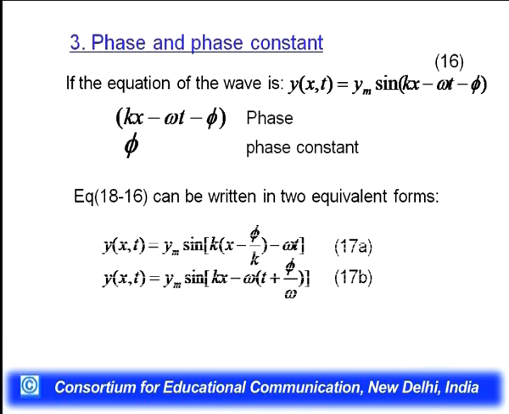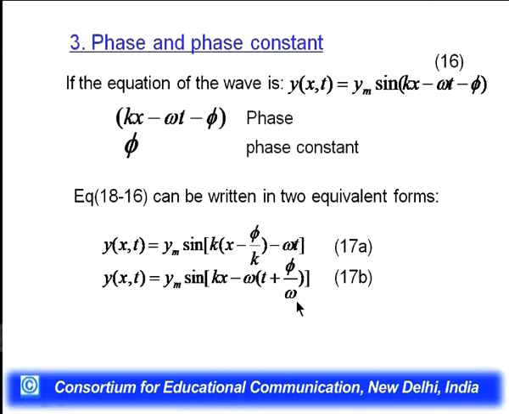Now the phase constant for this wave. In the equation we have y(x,t) = y_m sin(kx - omega t - phi). This kx - omega t - phi defines the phase of the wave, and phi defines the phase constant. Now we can write two equivalent forms of this equation: y(x,t) = y_m sin(k(x - phi by k) - omega t), or y(x,t) = y_m sin(kx - omega(t + phi by omega)).